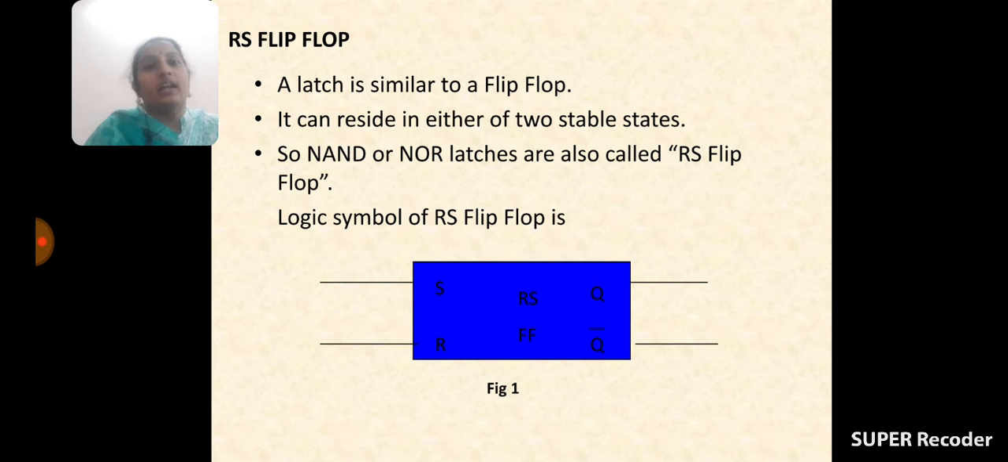The flip-flop has how many stable states? Flip-flop means it has two stable states. One is called flip and the other is called flop. Here the flip-flops are designed by using either NAND gates or NOR gates. Is it clear? And see here, this is the symbol of RS flip-flop.